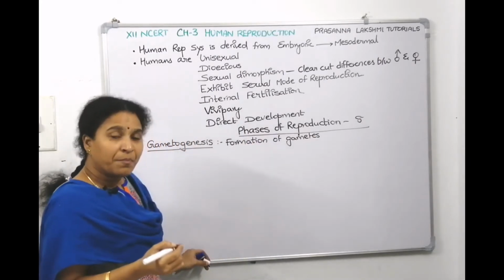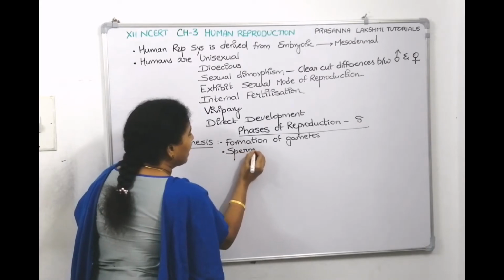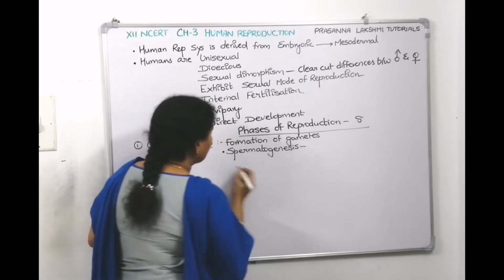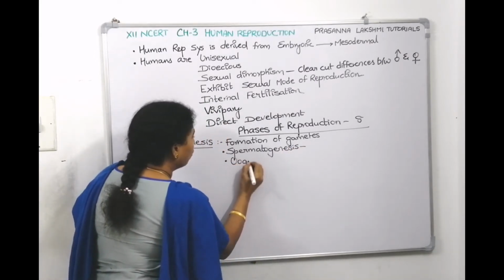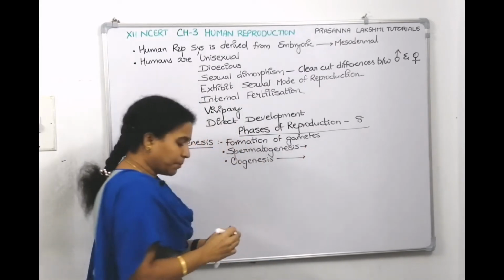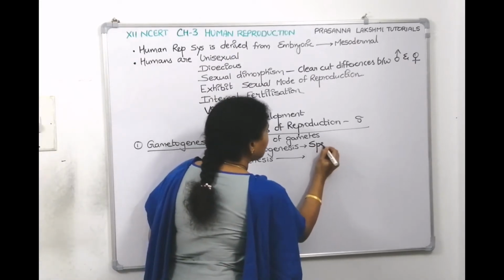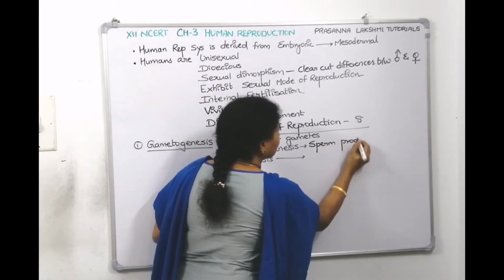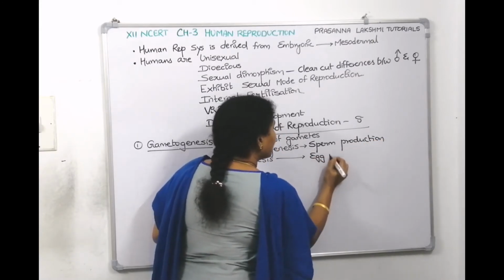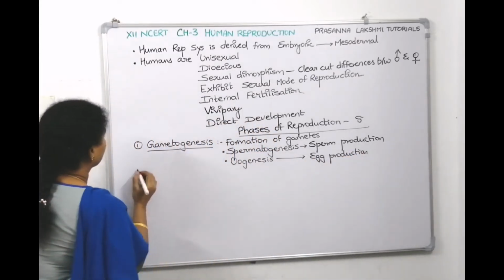So the formation of male gamete is called spermatogenesis. And formation of female gamete is called oogenesis. Now, what is spermatogenesis? Spermatogenesis is the process of formation of sperm. It is sperm production. And what is oogenesis? Oogenesis is egg production. So, this is the first step under reproduction.